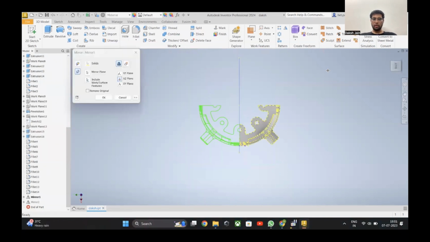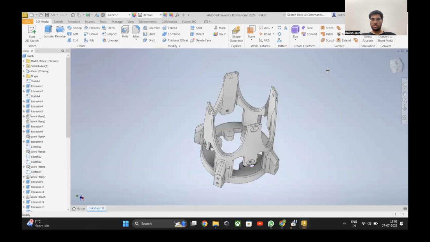Then after completing all of this, this quarter part was mirrored. This small quarter part was mirrored from the XZ plane to get the next half. And this half was then mirrored on the YZ plane to get the complete structure, which is this. So thank you very much.